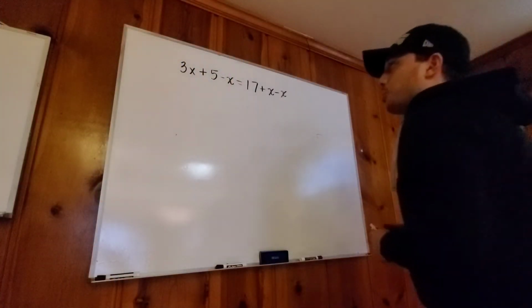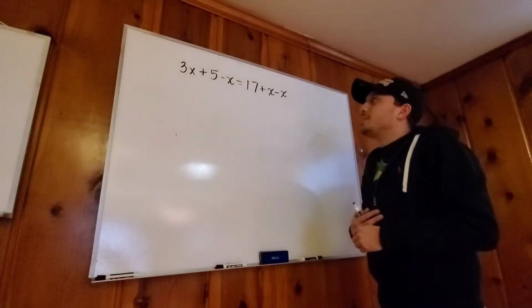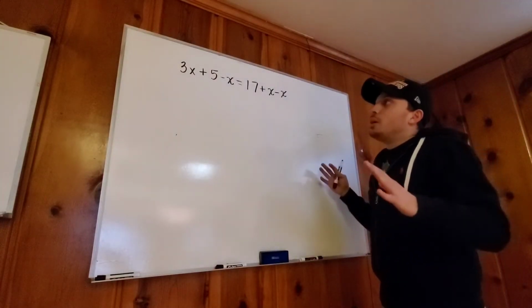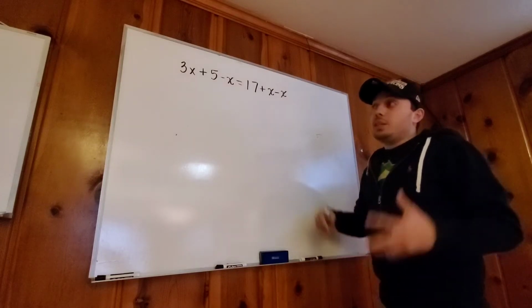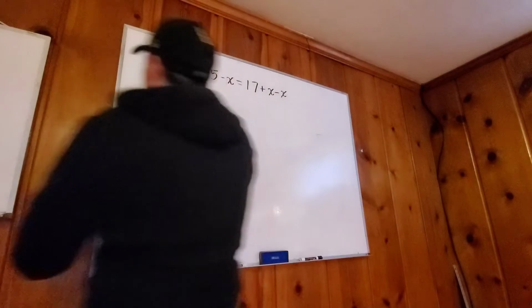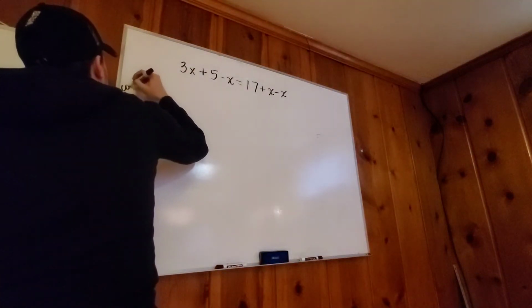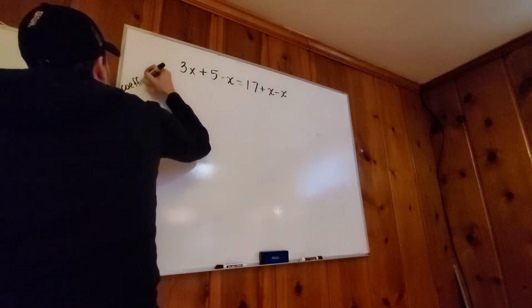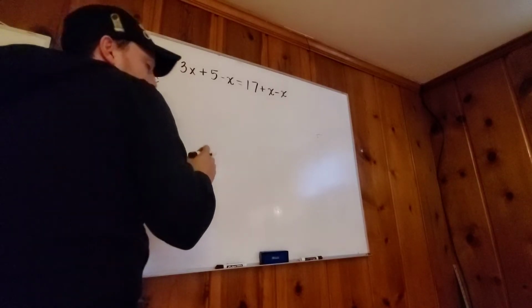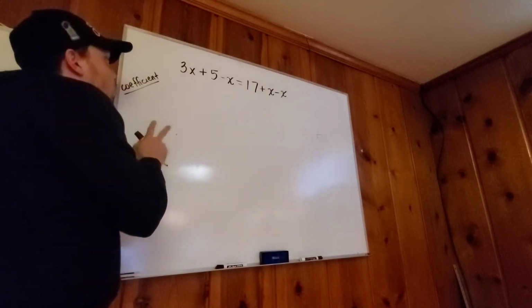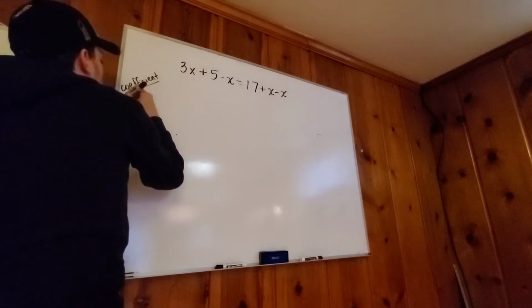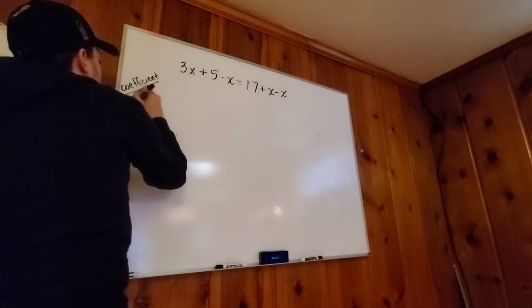In example 3, we have 3x plus 5 minus x equals 17 plus x minus x. The first thing we have to understand is the coefficients. We have to remember this word, coefficient. I'm going to write it right here. Coefficient is one of two things that all variables have. The first thing is that they all have coefficients, and the second is that they all have exponents.